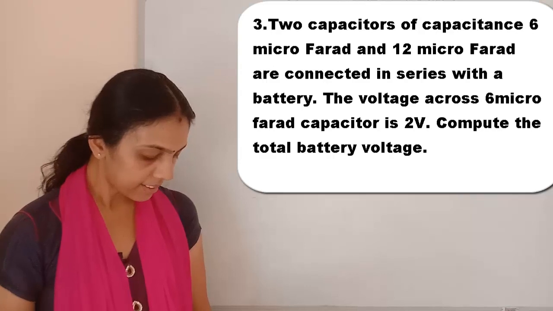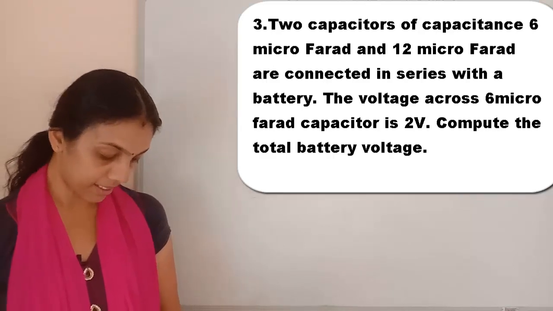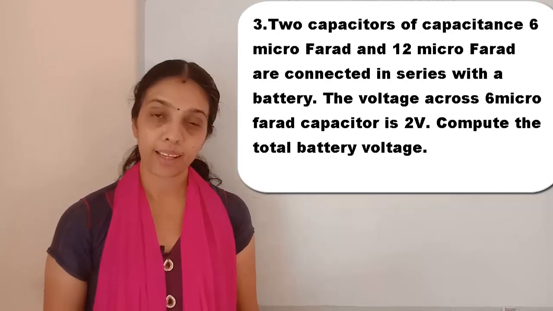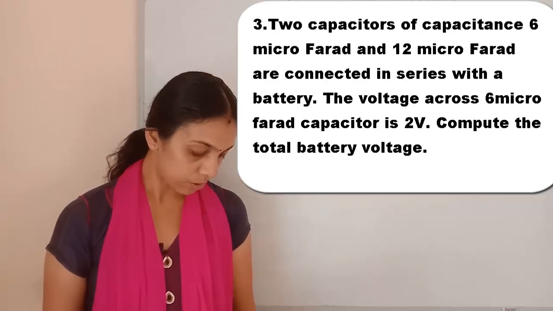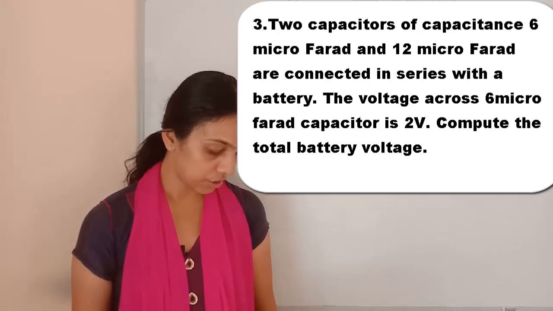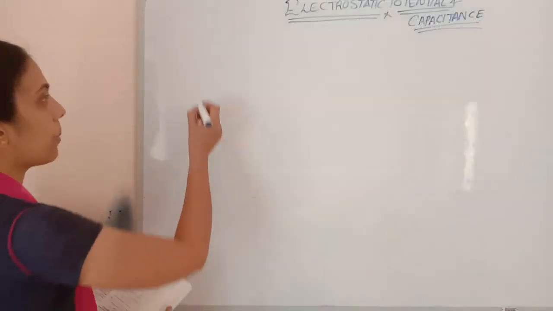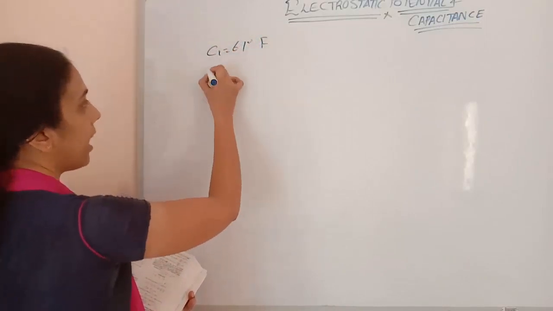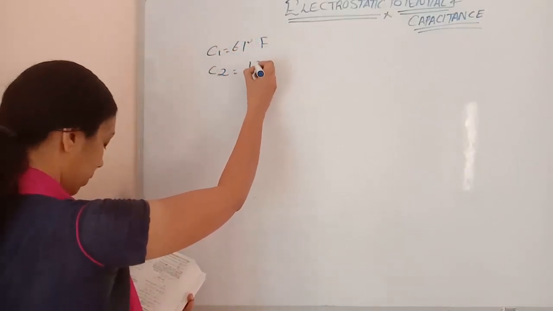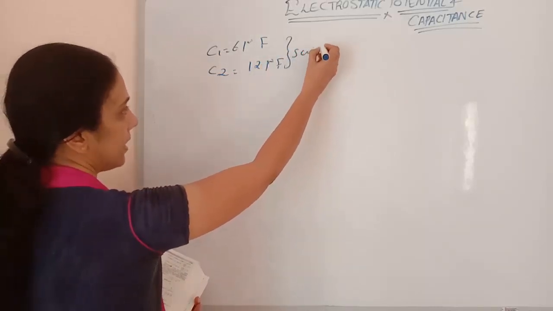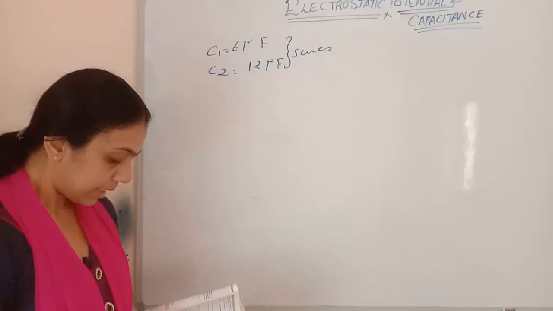Next one is a previous year question: 2 capacitors of capacitance 6 microfarad and 12 microfarad are connected in series with a battery. The voltage across the 6 microfarad capacitor is 2 volt. Compute the total battery voltage. Two capacitors, C1 is equal to 6 microfarad and the other C2 will be equal to 12 microfarad. These are connected in series, with a battery.